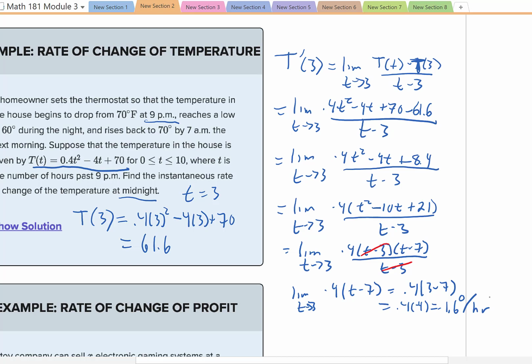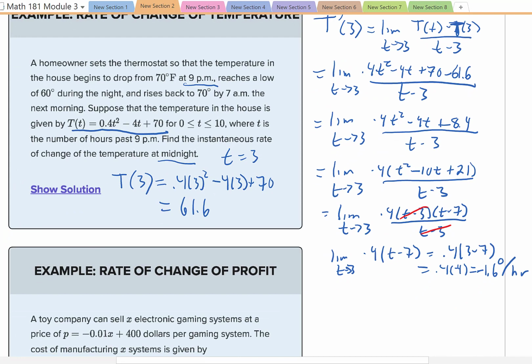And that's it. So that's the rate of change at midnight. It's going down by 1.6 degrees per hour. Okay, hopefully that helps. Moving on.